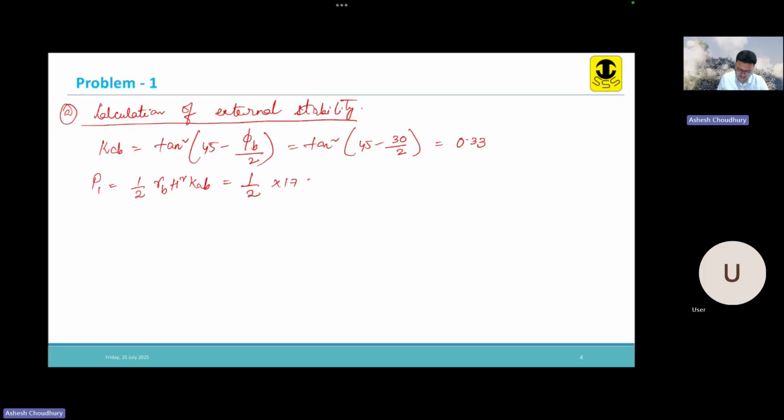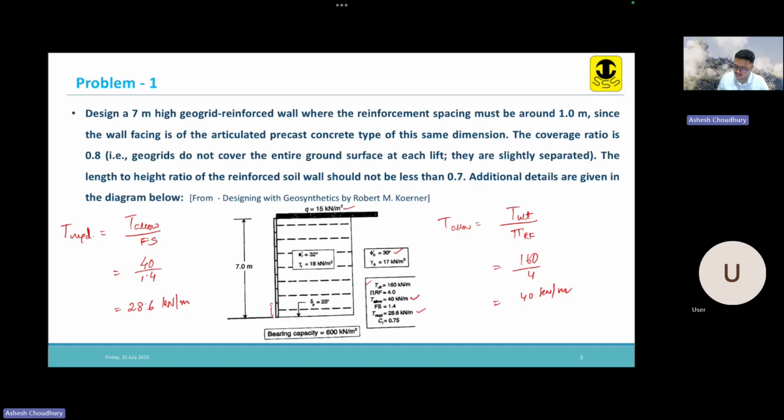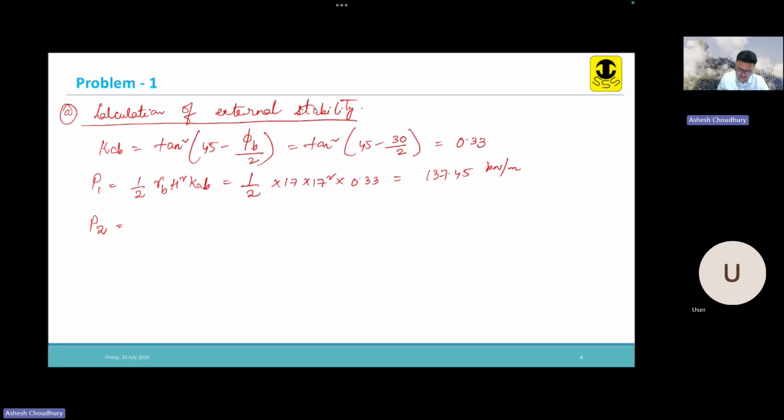Earth pressure will come out as... Okay, and the next pressure we have is from the surcharge that is there. From the surcharge that pressure is there, that also you have to consider.